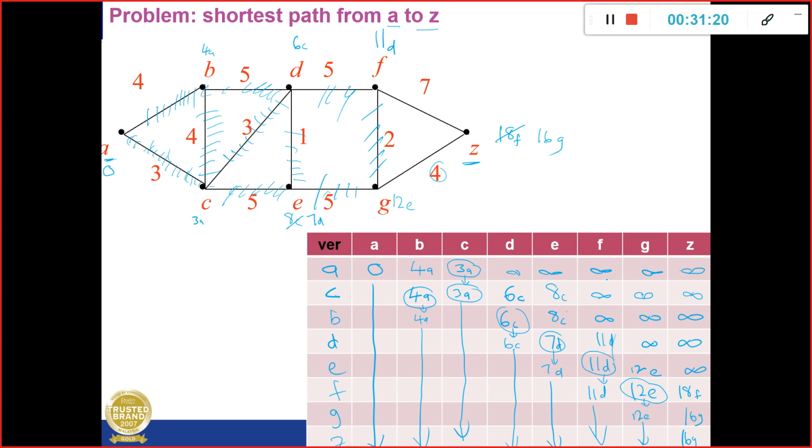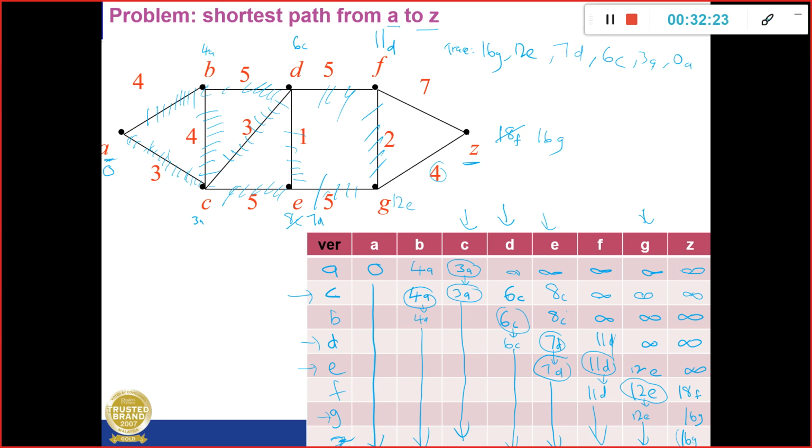So let's say if you want to trace from A to Z, you start from column Z. If you want to trace back, you have 16G here. So you go to row G and column G. You have 12E. So you go to row E and column E. You have 7D. So you go to row D and column D. You have 6C. C is here, row C, column C is 3A. 3A, and AA is 0A, you can put that.